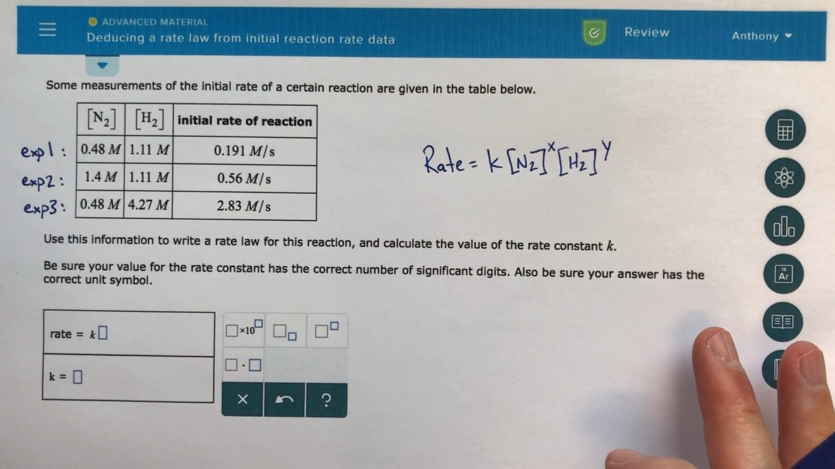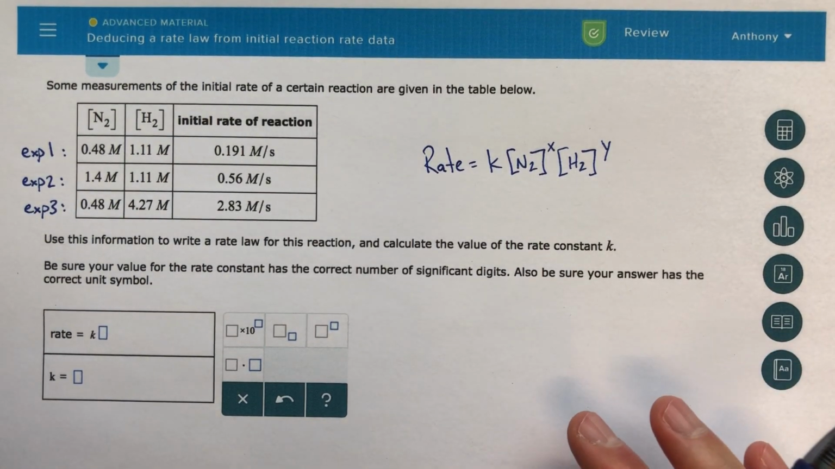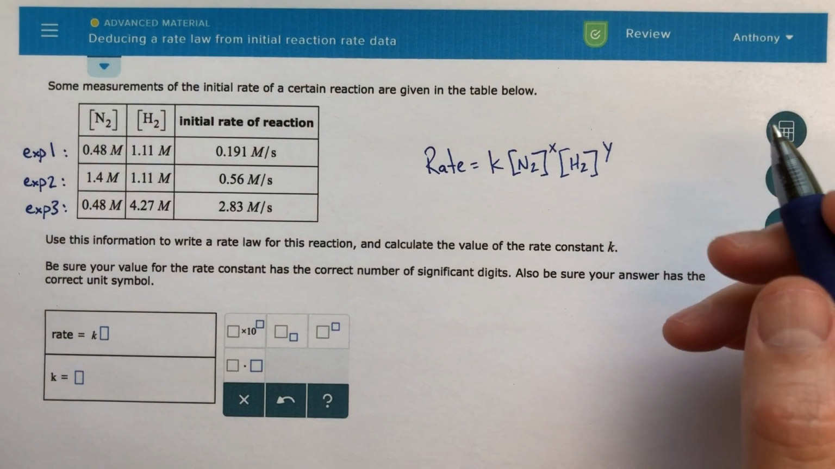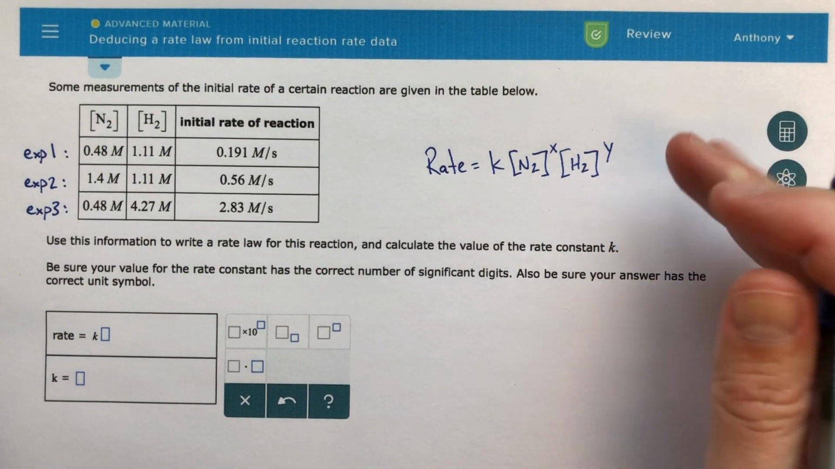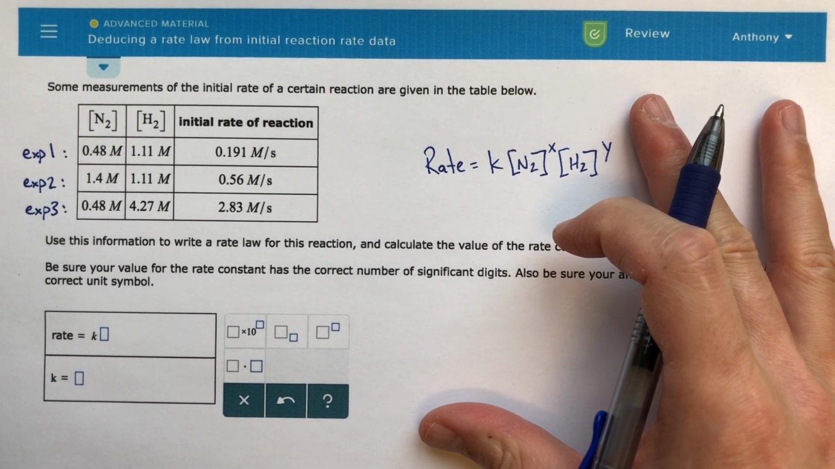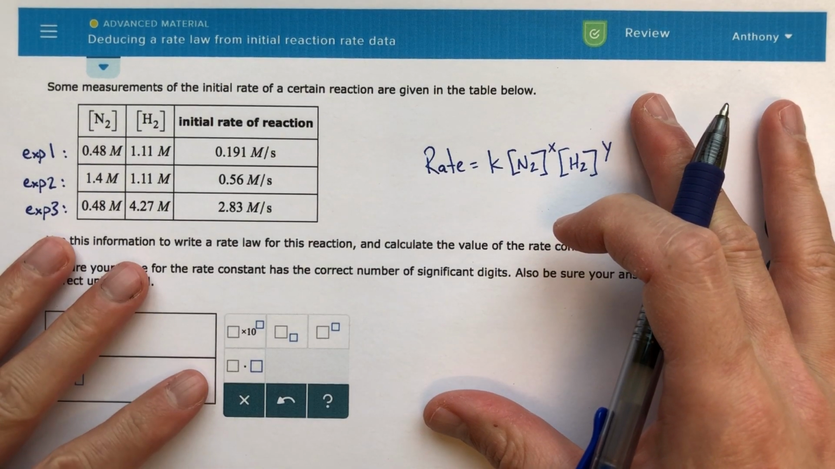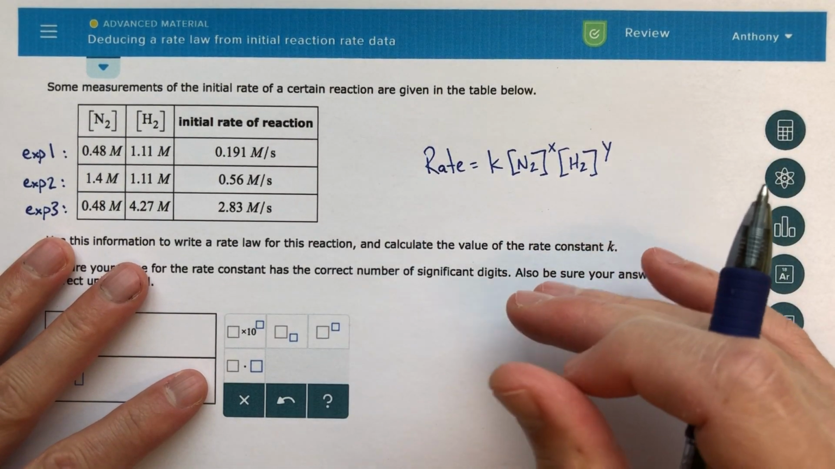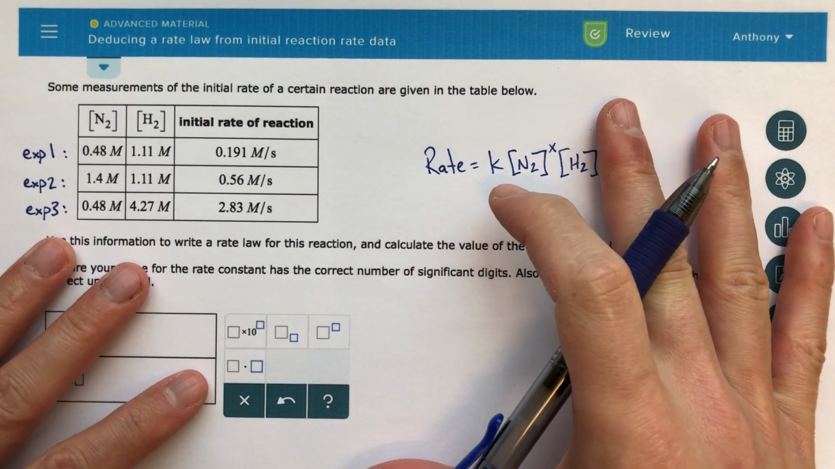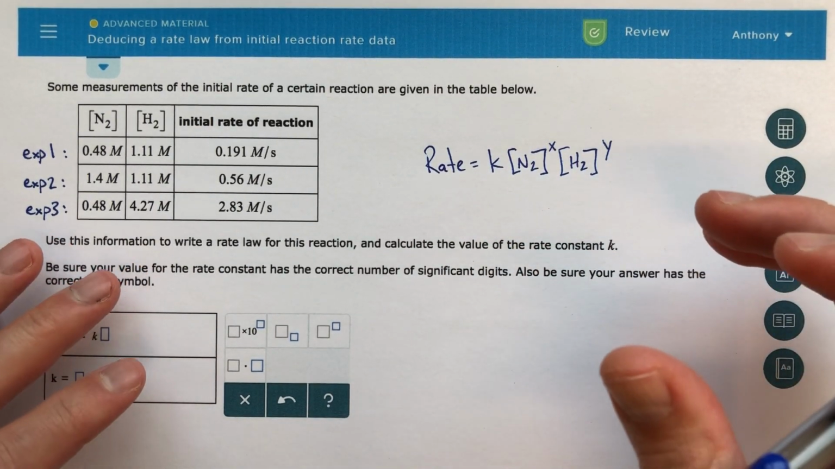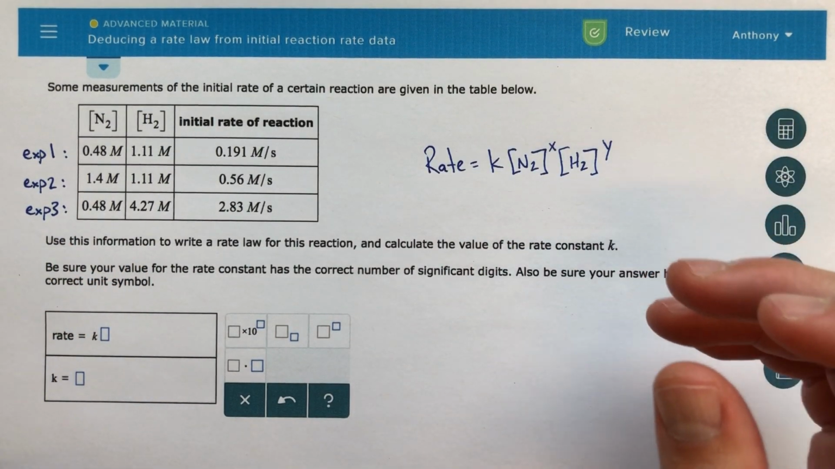All right, welcome back. So this is another ALEKS topic called Deducing a Rate Law from Initial Rate Data. This is a great topic. It's definitely a little confusing though, so we're going to go ahead and do two different examples of this topic. We'll see how timing goes, so either it will be after this video or I will link to another video with another example of this problem.